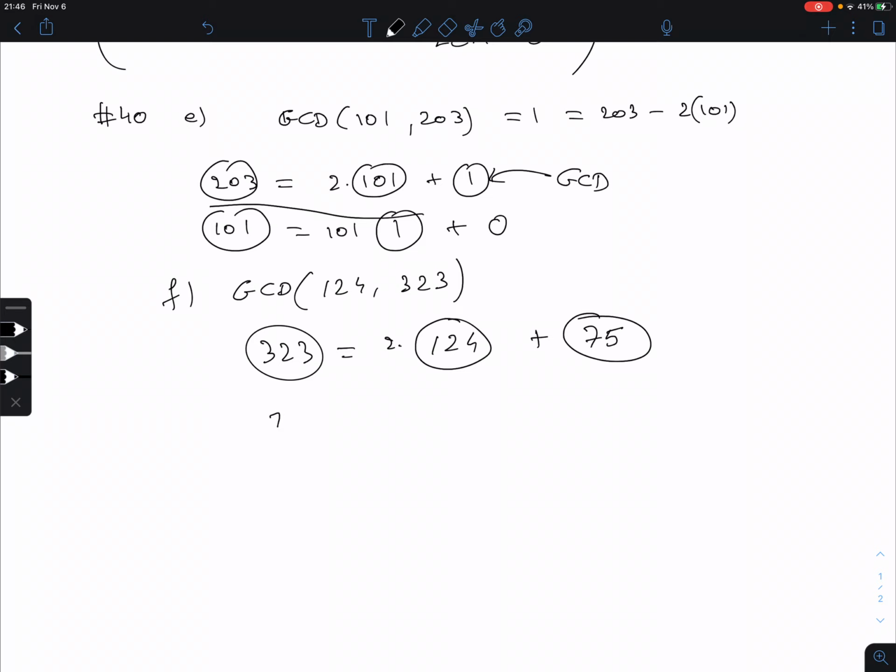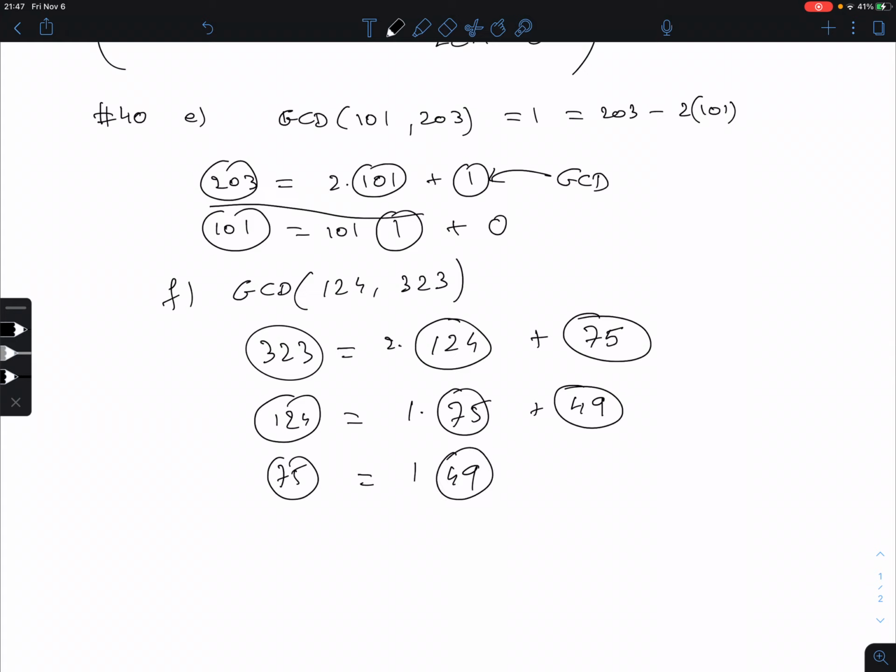So we continue. We put the second of the circled numbers and now use the third of the circled numbers. How many times does 124 go in there? Well, 1 time only, and what is left is 49. So that's our next one. Now we use 75 and 49. How many times does that go in there? Well, 1 time. And then we have left 26.